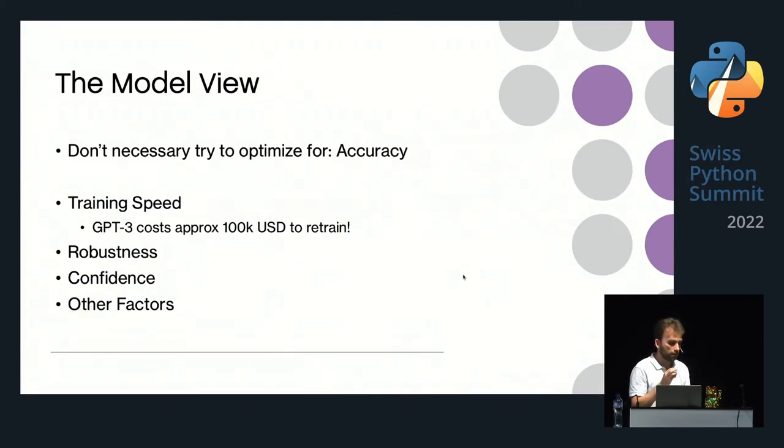Now let's talk about the model view. Because often, and especially in academia, you compete on an accuracy. You want to get this 99.6 in order to beat another university at 99.5. But in industry, this is not often needed or not always needed. And also keep in mind, there are constraints that you have when you choose your model. One thing that sometimes we tend to forget is that training costs. Whether you're a startup or you're a big company, it has implications. For example, GPT-3, this is one of the language understanding models, needs approximately $100,000 to retrain.